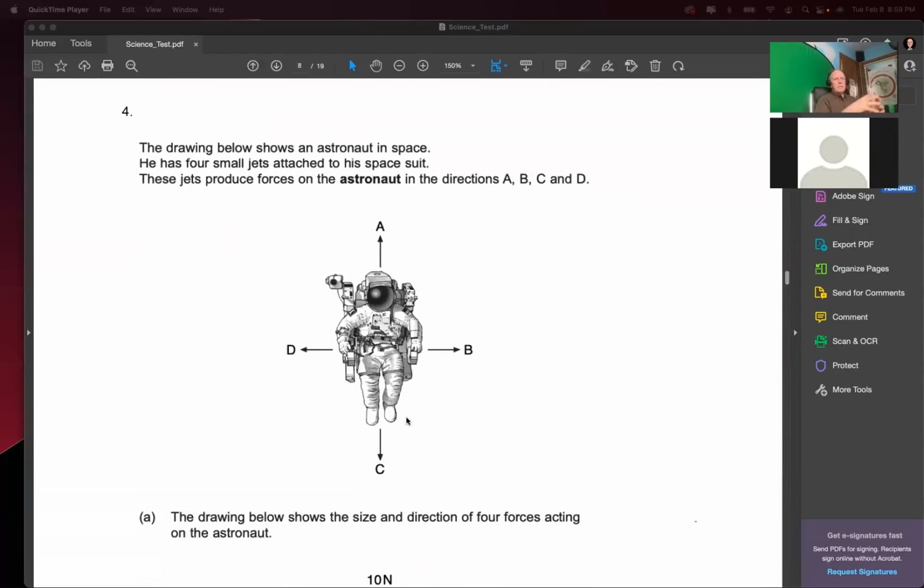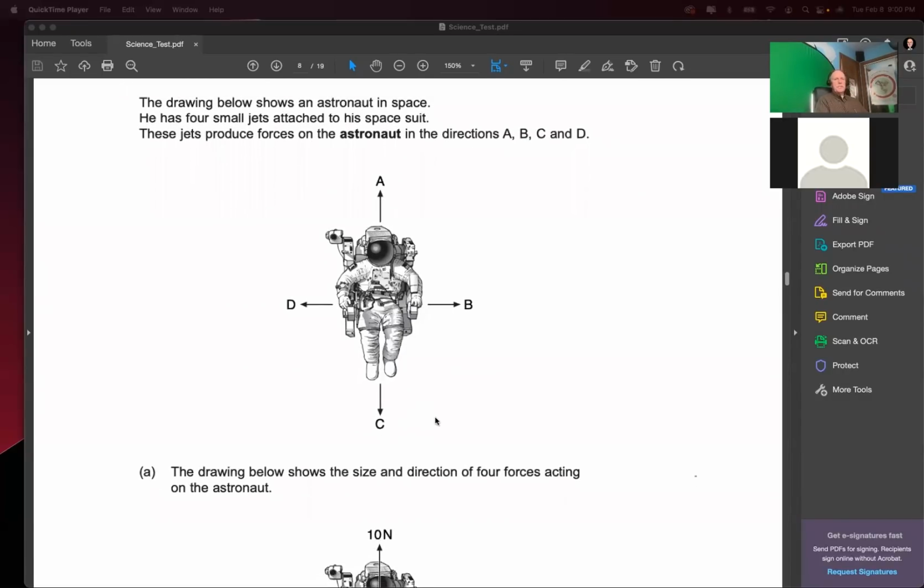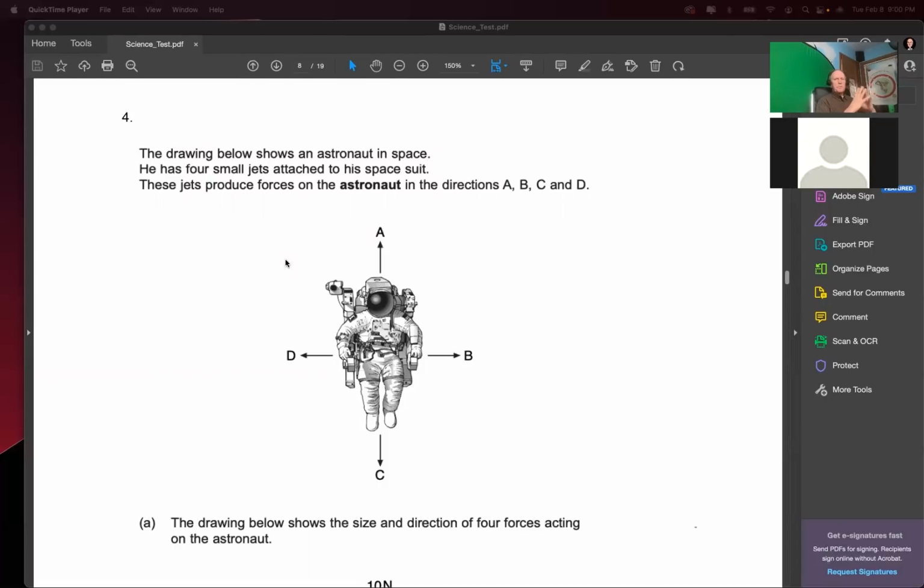In the drawing below, you see an astronaut in a spacesuit. He has 4 small jets attached to his spacesuit, and these jets apply forces on the astronaut in the directions A, B, C, and D. That is the best wording for this question, so I'm going to modify it slightly. Do you agree? Are you all right with that?